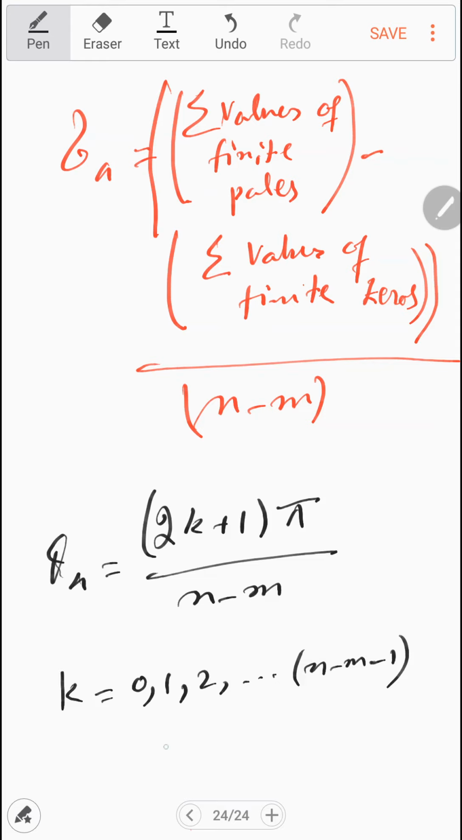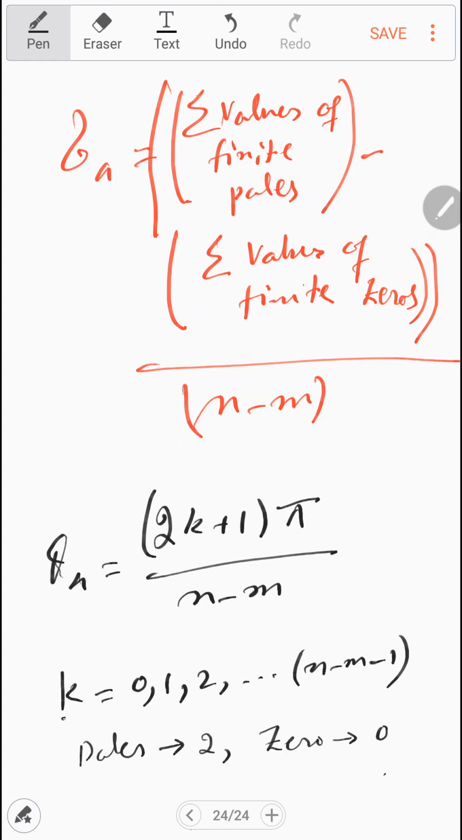Suppose we have two poles and zero zeros. Then you can easily find the value of k. The upper value of k will be equal to 2 minus 0 minus 1, which is 1. So k will have the values 0 and 1. Similarly, if you consider 3 poles, this will be 3 minus 1, which is equal to 2. So k will be equal to 0, 1 and 2. I think this is straightforward and easy, so we should not get confused by that.